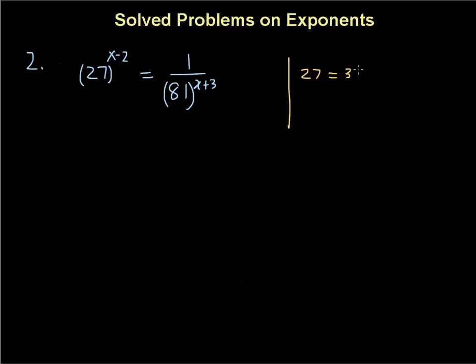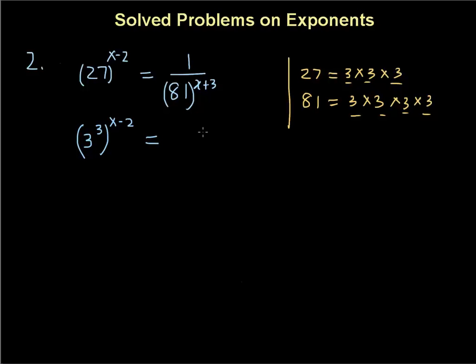So 27 is 3 into 3 into 3, right? 3 times. And what about 81? 81 is again the same way, 3 into 3 into 3, 27, and one more 3. So 4 times, right? So let's go back here and solve this one. What I have here, 27 to the power x minus 2, I can write as 3 to the power 3, put a bracket, and then put x minus 2 here. And on this side, we can write it as 3 to the power 4, and then write this x plus 3 here, right?